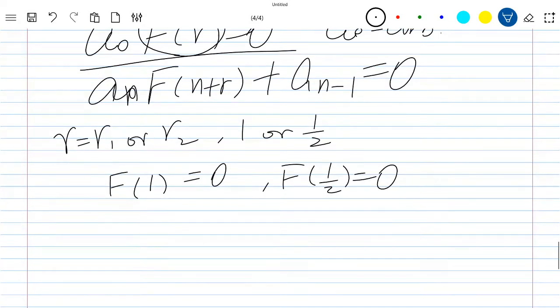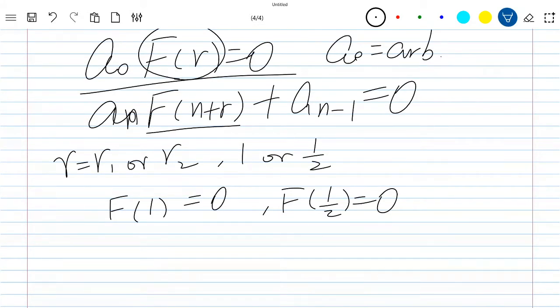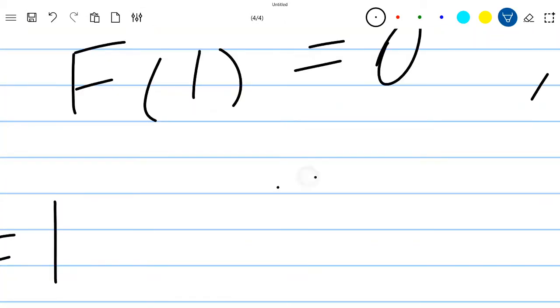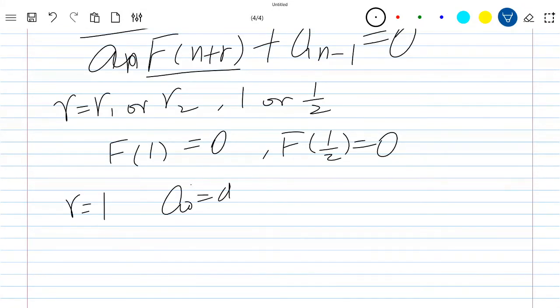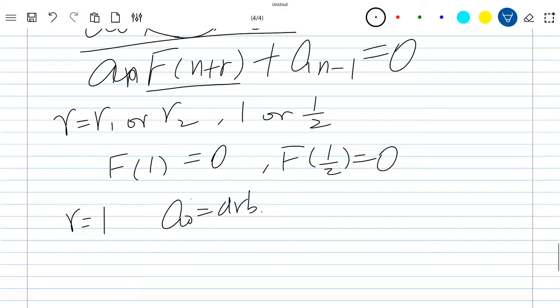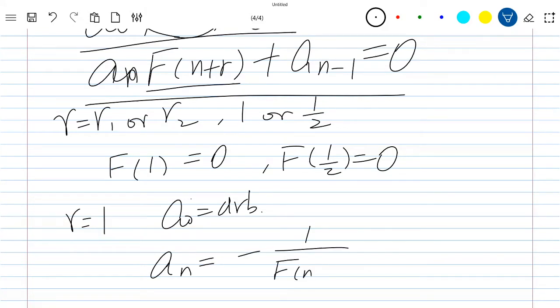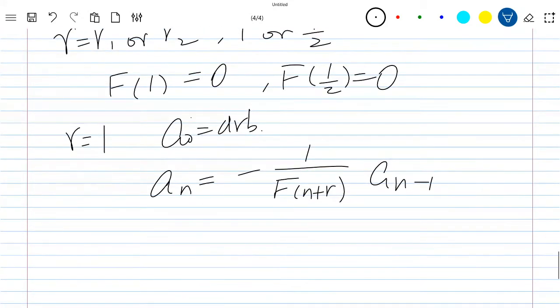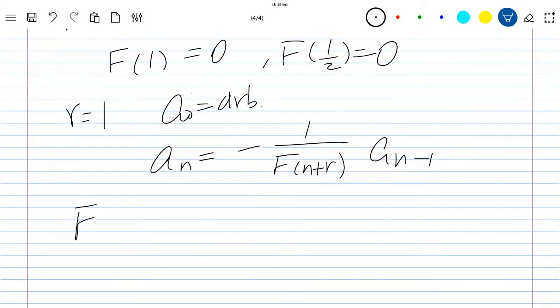On the other hand, this term will never be 0 again. Let's just take a look at the case that r equals 1. Okay, a0 is arbitrary. Then for this one, you can see an equals -1 over f of n plus r, times an minus 1, right? And what is f of n plus r? What is fr?